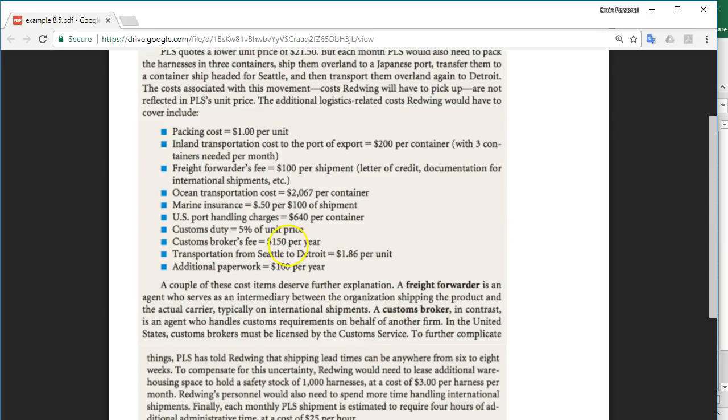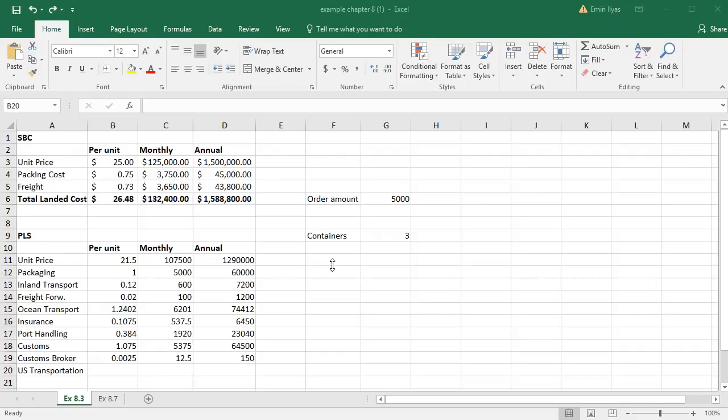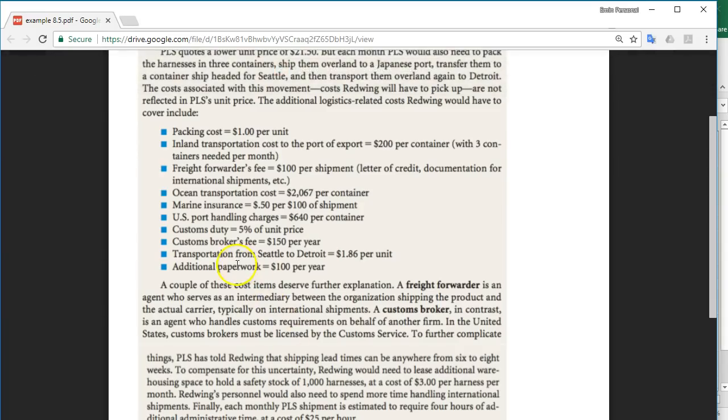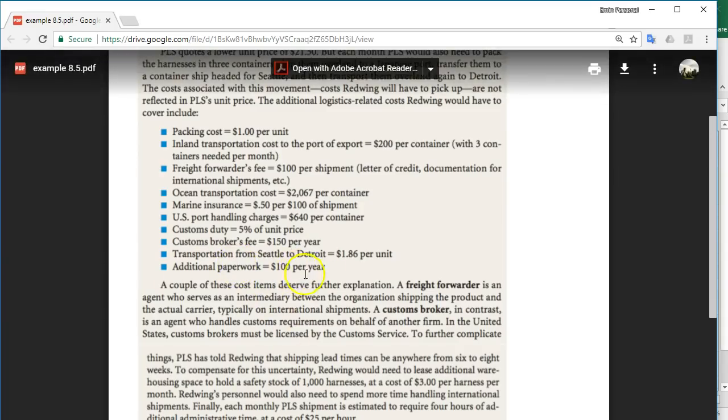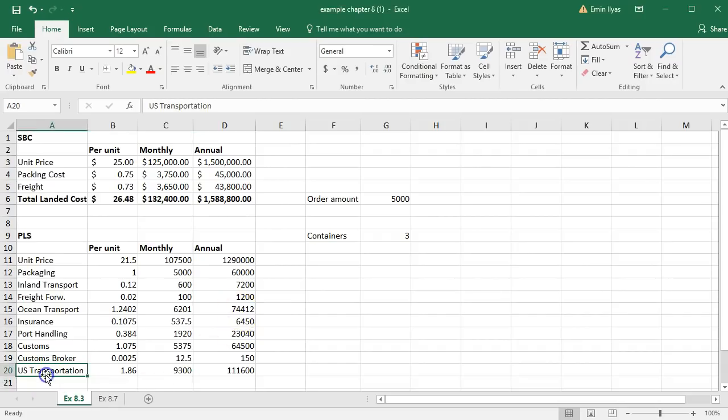Let's come back to our exercise. Now we have transport from the Seattle port to Detroit, where our facility is located. And this will cost us $186 per unit. Let's do monthly and annual. And the next one is some additional paperwork, which is $100 per year. So we do the same.